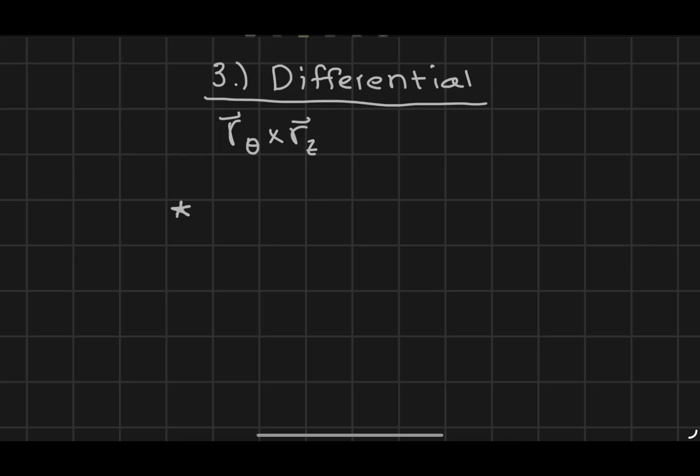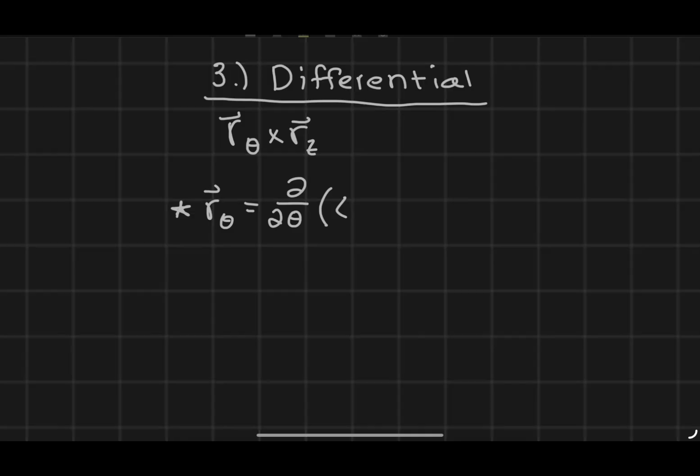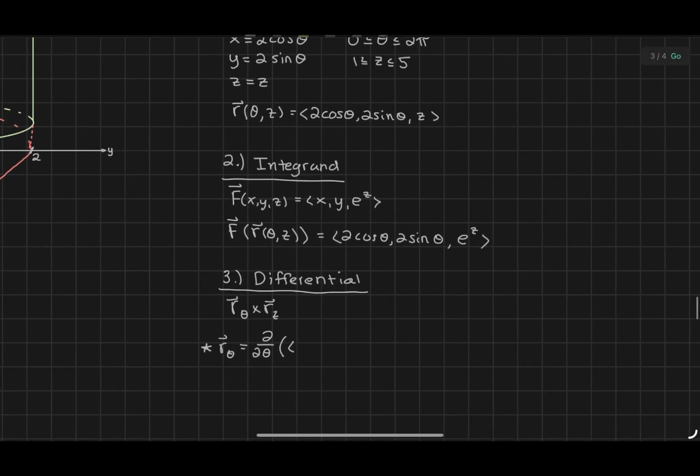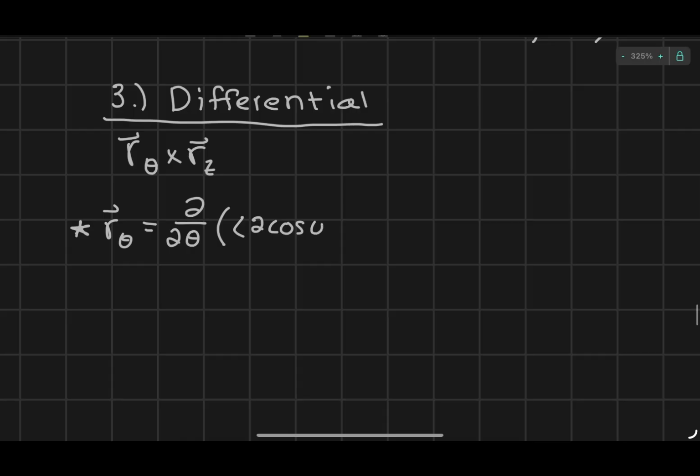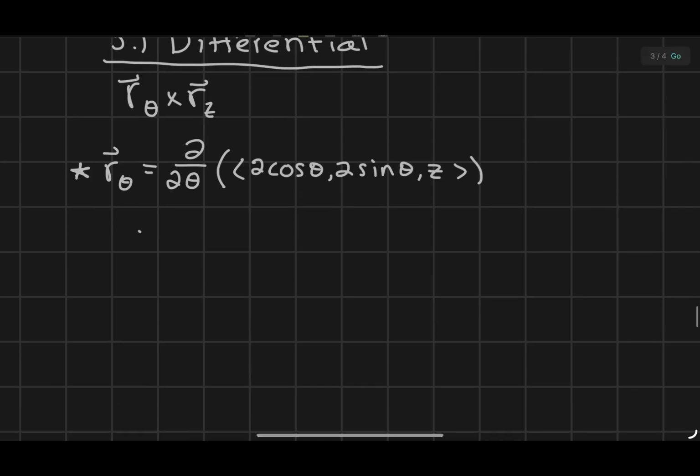So let's just go ahead and compute the individual parts of it. Our r sub theta is going to equal our partial with respect to theta of our parameterized surface. That is going to be 2 cosine theta, 2 sine theta, z. This is going to equal, well, we have the derivative of 2 cosine theta with respect to theta is going to be negative 2 sine theta. Similarly, the derivative of 2 sine theta with respect to theta is going to be 2 cosine theta. And then the derivative of z with respect to theta is obviously going to be 0.